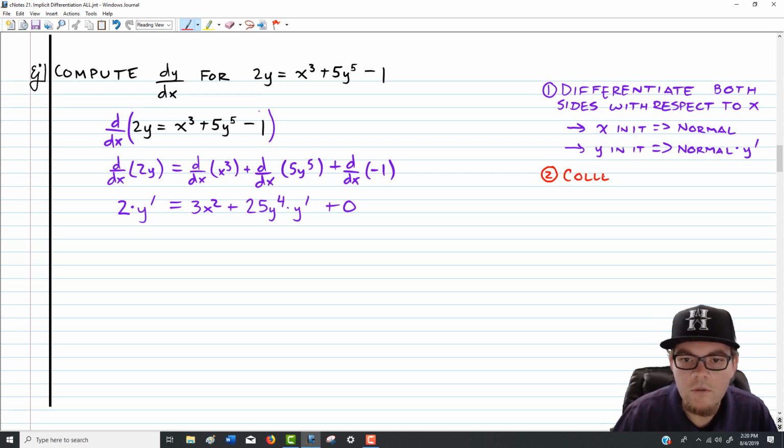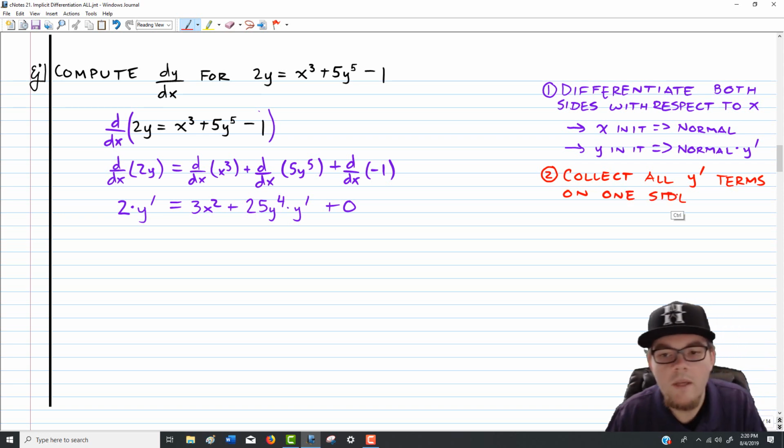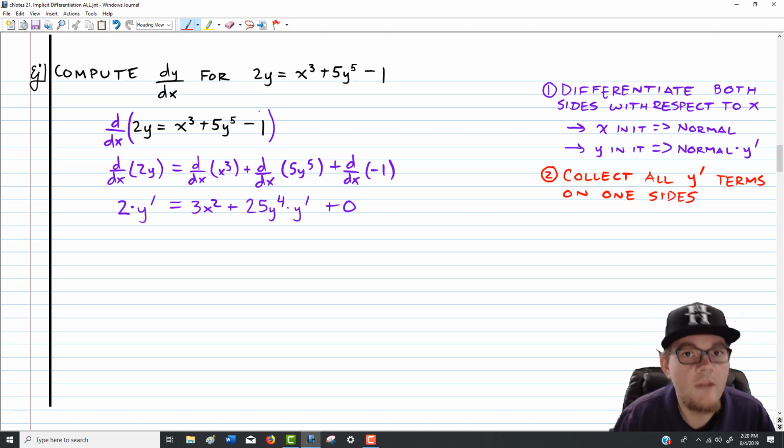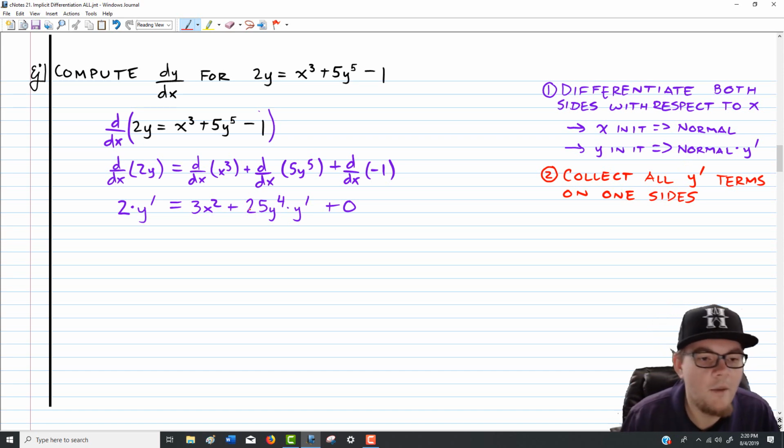In this case, we're going to kind of pull a Pokemon move. We're going to collect them all. And in particular, what I mean is we're going to collect all y prime terms on one side. And so what that means is, in a sense, we're trying to get all the y primes together so that we can eventually GCF them out. We want to eventually factor them out so we can solve for y prime. And with them all kind of messy all over the place, it's hard to get there. So in this case, we got a couple options.